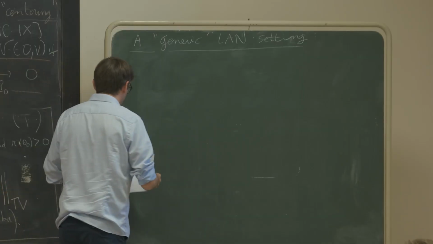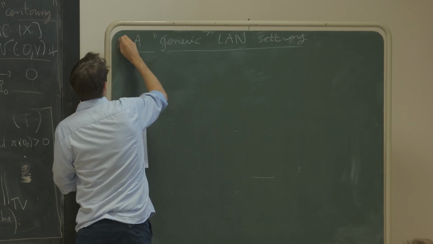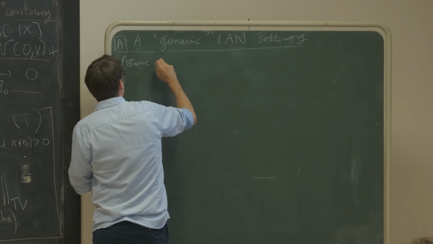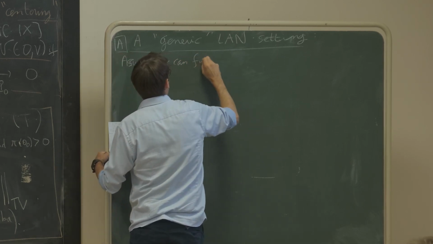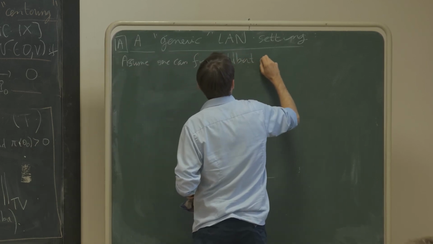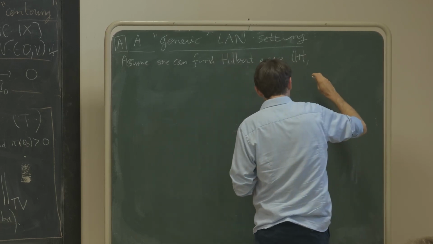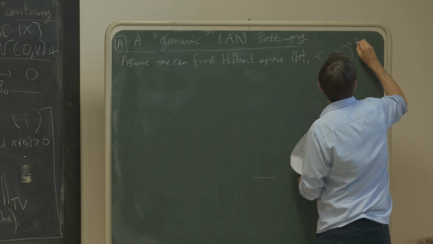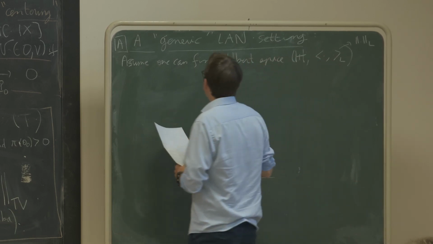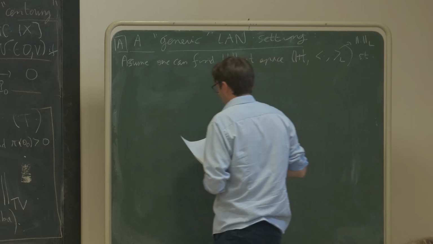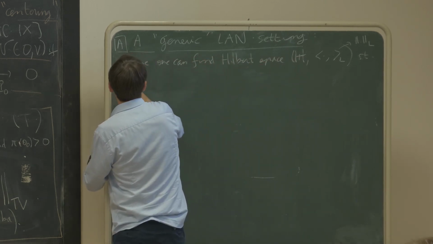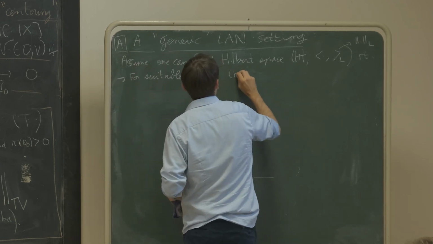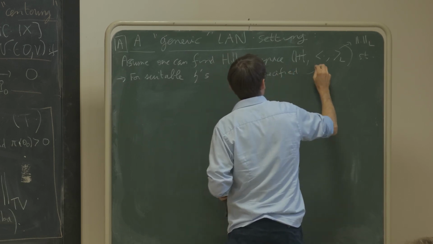Okay, so let's view it like this. I call this assumption A, setting A. We are going to assume that one can find a Hilbert space H equipped with some inner product, which I'll denote with an index L, like LAN inner product, and the corresponding norm I'll write with an index L, such that, for suitable etas, to be specified below in the last part of the assumption.